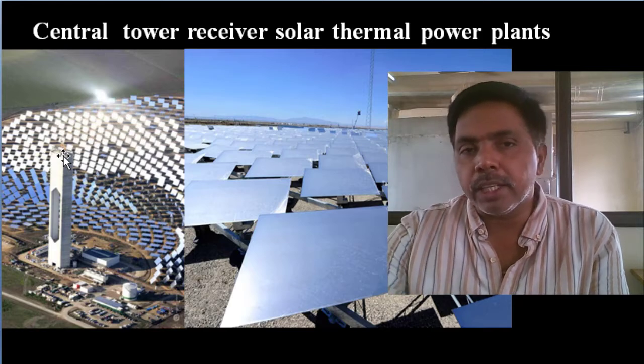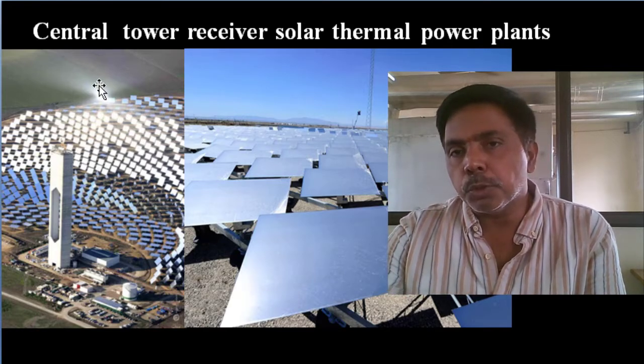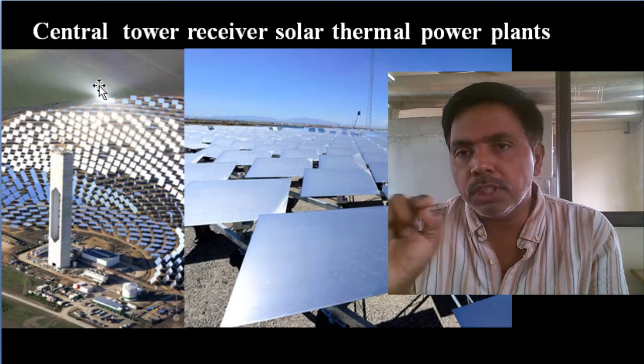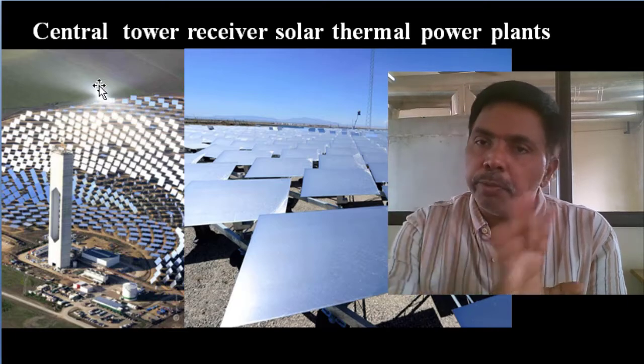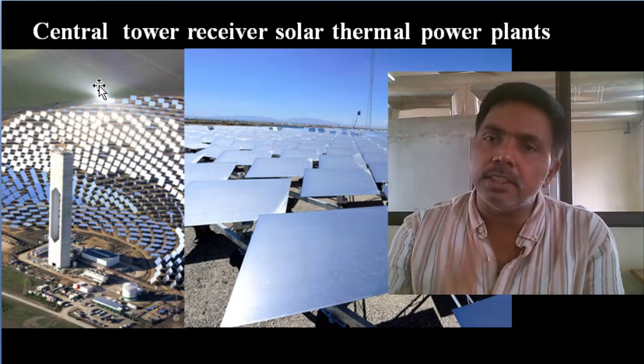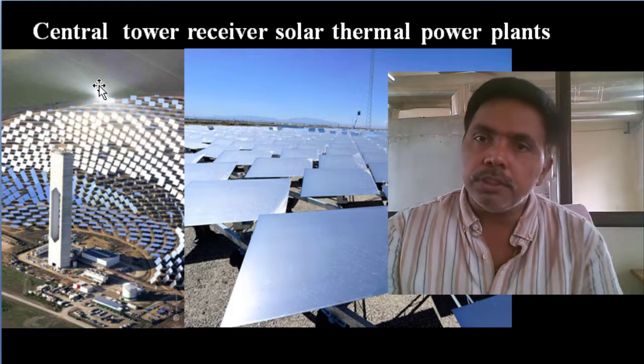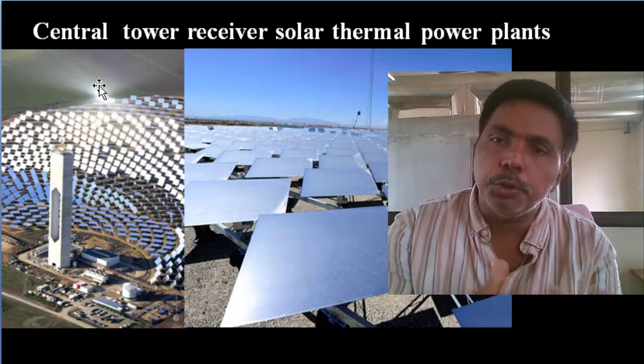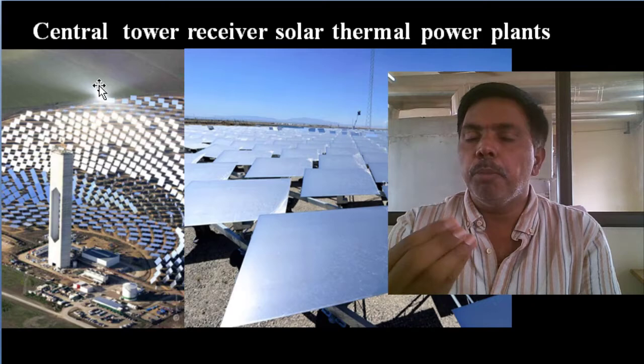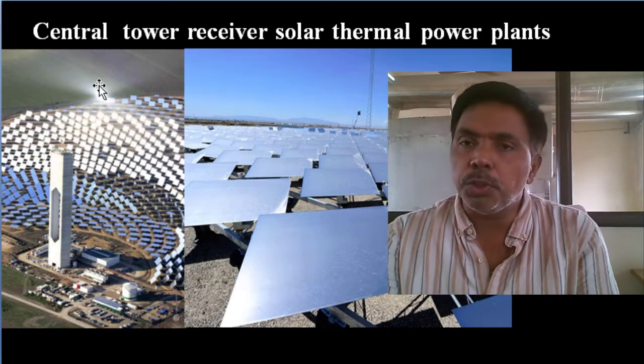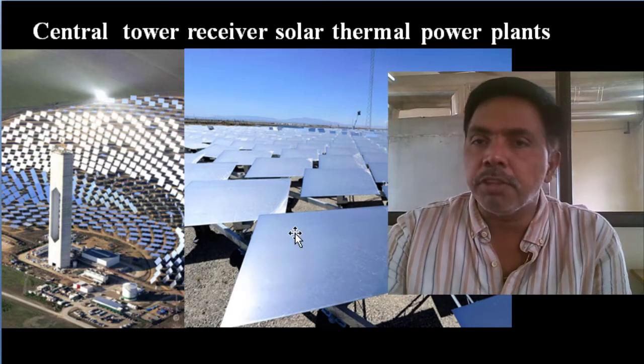But there is one drawback. We already know the solar constant is 1353 watt per meter square, but the beam radiation is not reaching the earth fully, due to the pollution. Absorption or diffusion of the radiation will take place. Maybe only 700 to 800 beam radiation is reaching the reflector.